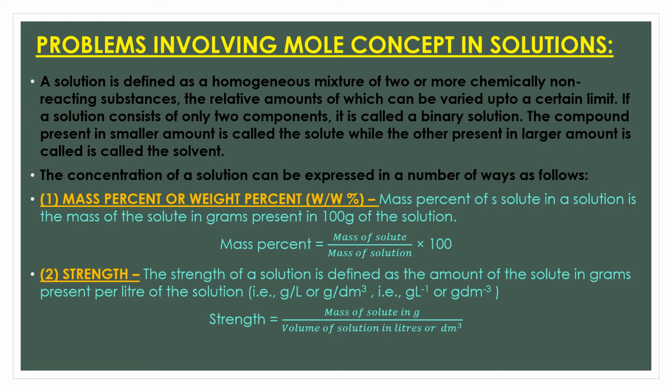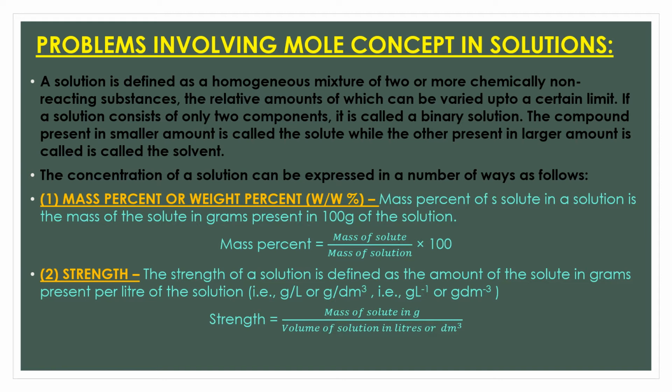So first one is mass percent. It is defined as mass of solute by mass of solution into 100. That is, mass percent of a solute in a solution is the mass of the solute in grams present in 100 gram of the solution. So using this very formula, you can directly find out the mass percent.